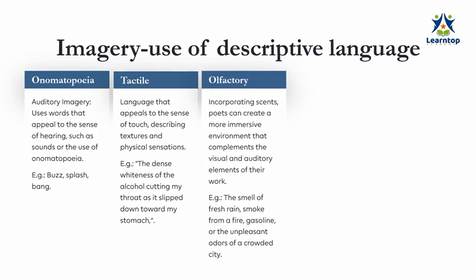Moving on to olfactory images. It's all about smell. Poets often use this to create an immersive atmosphere. The smell of fresh rain, smoke from fire, or the unpleasant odor of a crowded city. Smells can instantly transport us to a particular place.